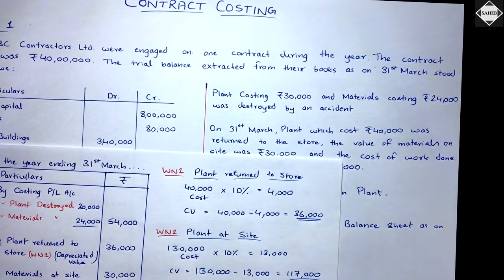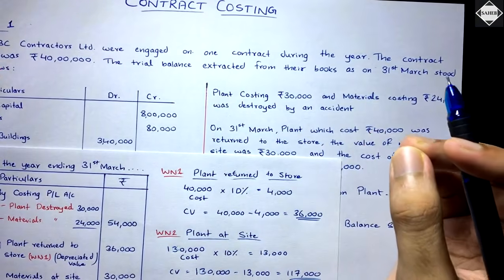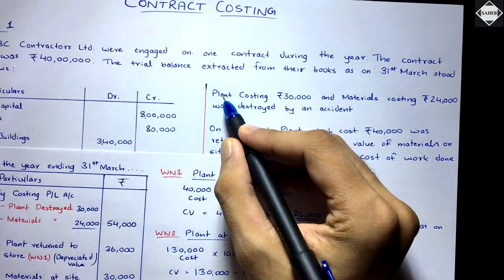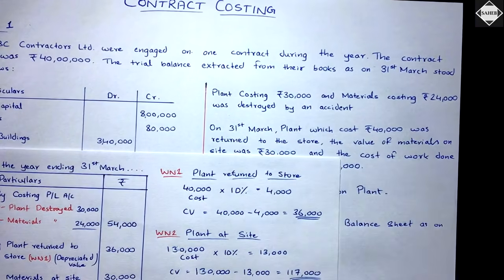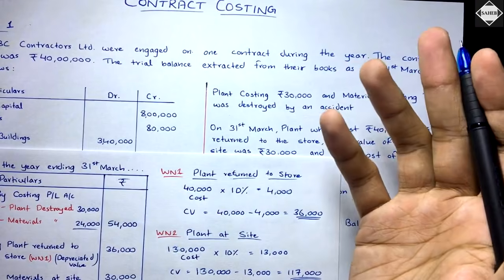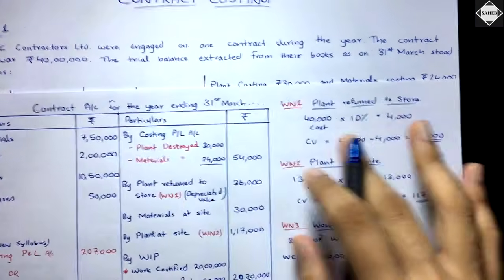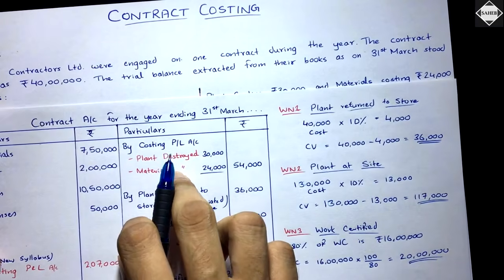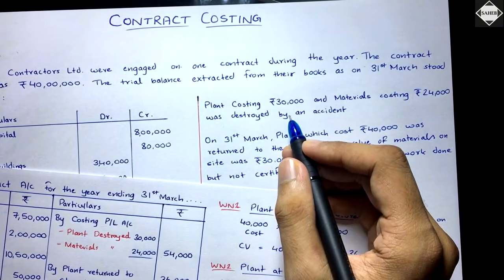Now for abnormal losses, if the exact date is given, then we have to take the written down value of the plant. Plant costing 30,000, this is the cost. But when we lose something after 3 months, 4 months, 5 months like that, you have to deduct the depreciation and then take it in the contract account. But here the date is not given, so we cannot calculate the depreciation.